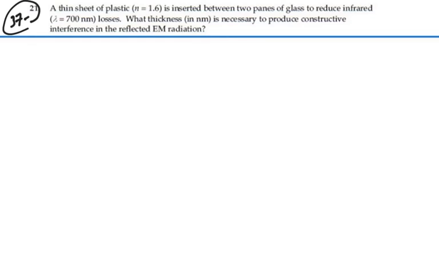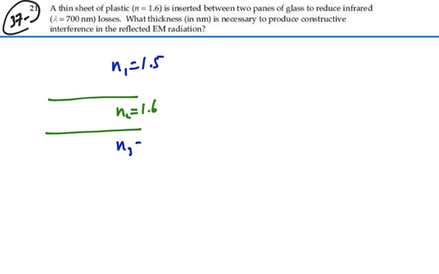So we're going to put a thin sheet of plastic, index of refraction of 1.6, between two glass panes, index of refraction 1.5. And the idea is to reflect and hold in the infrared radiation so that we can keep the house even warmer than possible with the glass. So we want constructive interference of that wavelength.